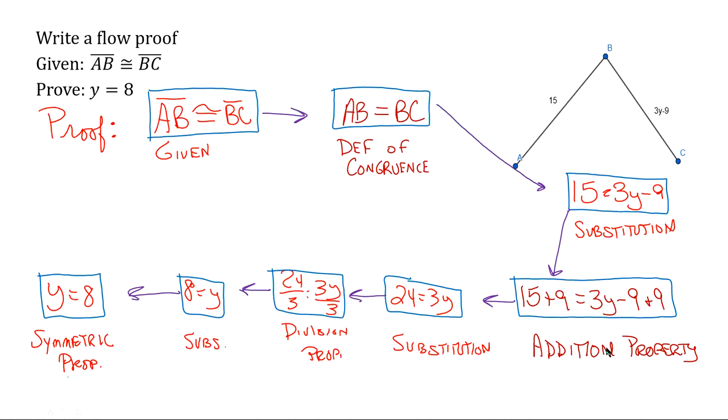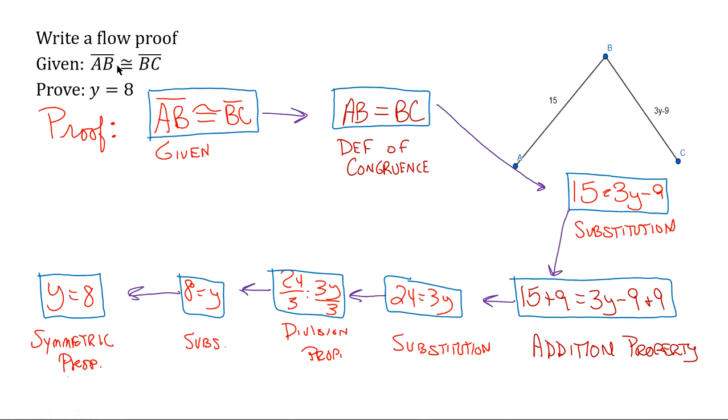We've done the addition property. We're adding 9 to both sides. Substitution property then, so we can get rid of the y on one side and the 20 becomes 24 on the other. We do the division property to get rid of the 3 in front of the y. So then we're left with 8 equals y, because the 8's on the left, which we then can flip with the symmetric property, so y equals 8.